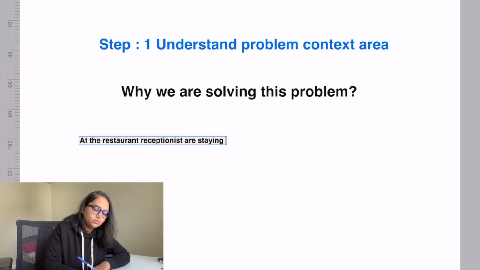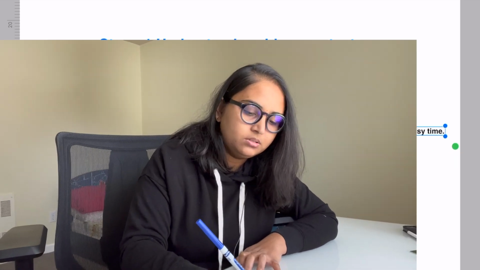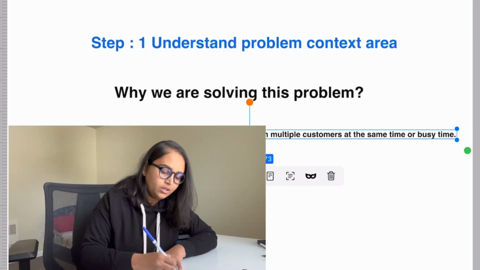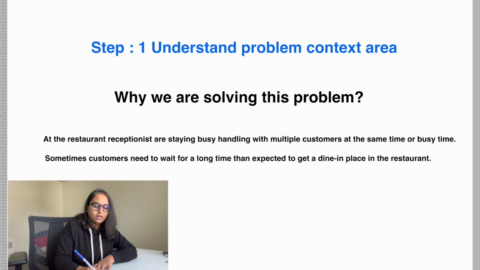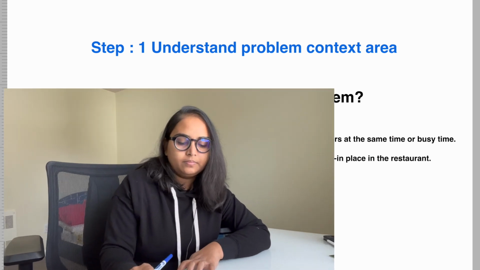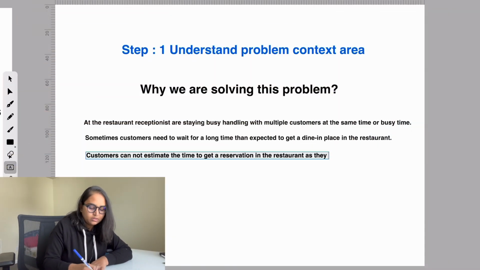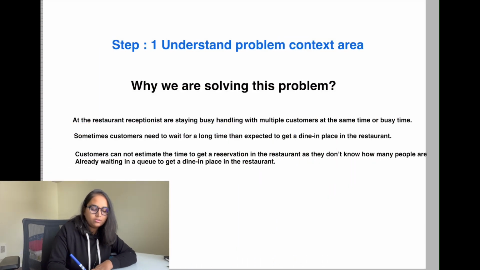At the restaurant, receptionists are very busy handling multiple customers at the same time. Sometimes customers need to wait a long time to get the reservation they expected. During busy hours, customers cannot make an assumption or know how many people are already on the wait list to get a dining place in the restaurant.